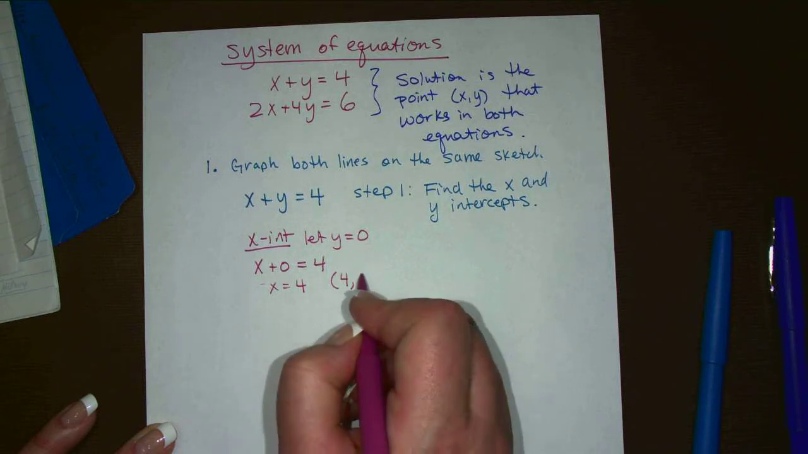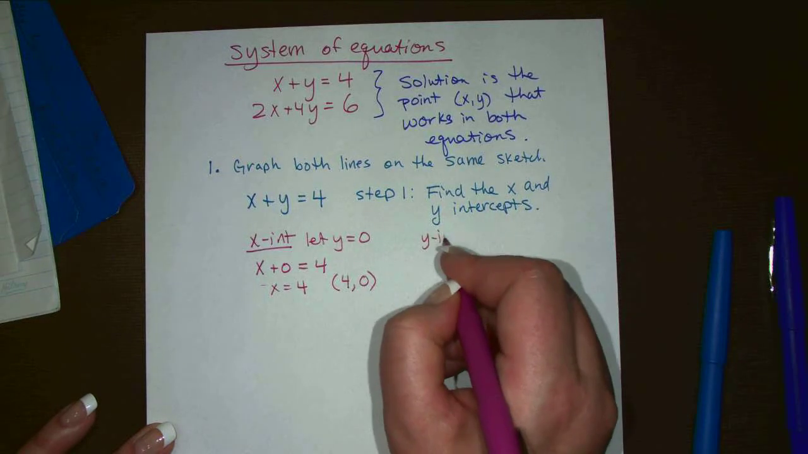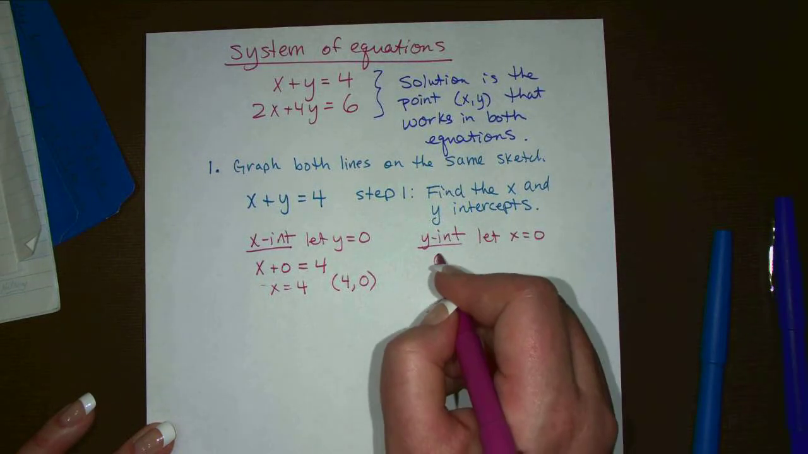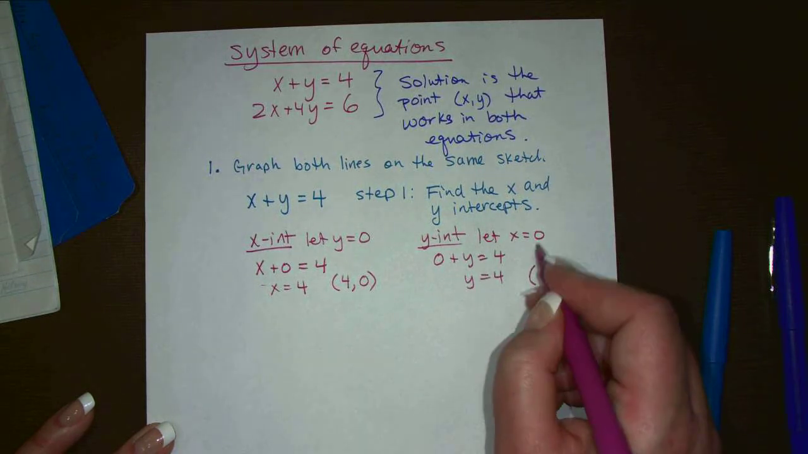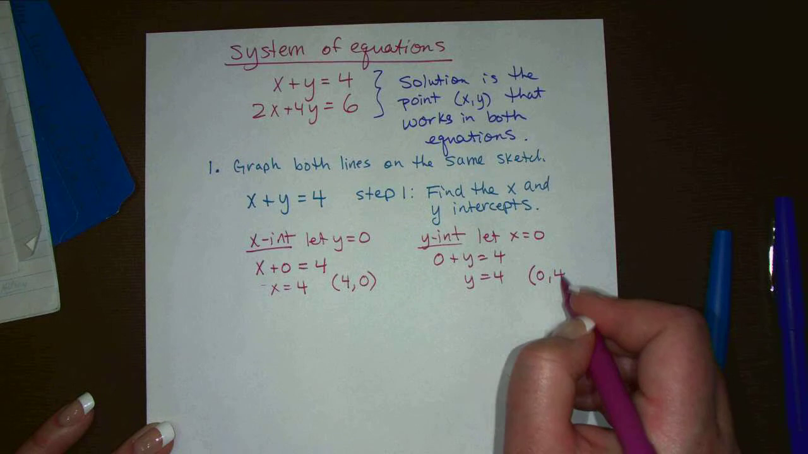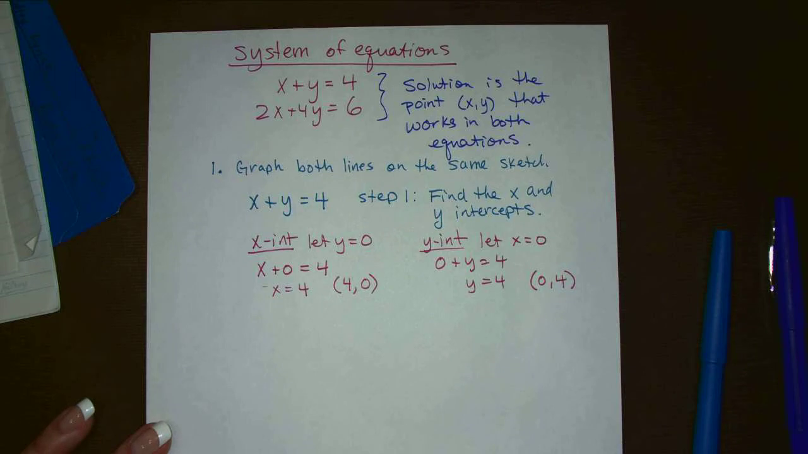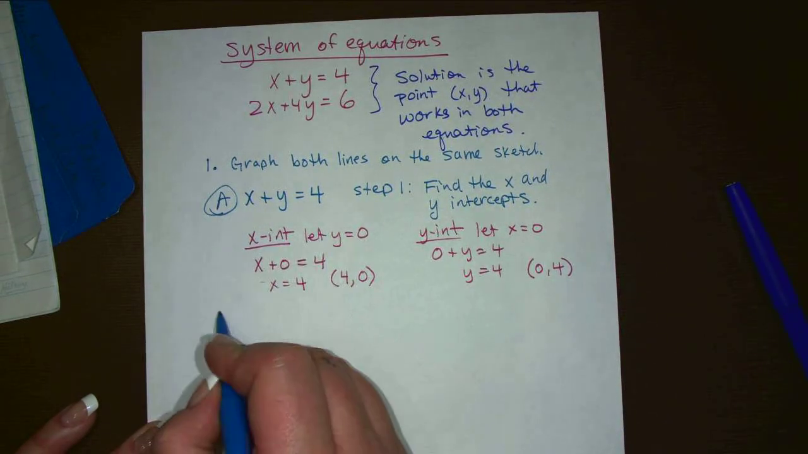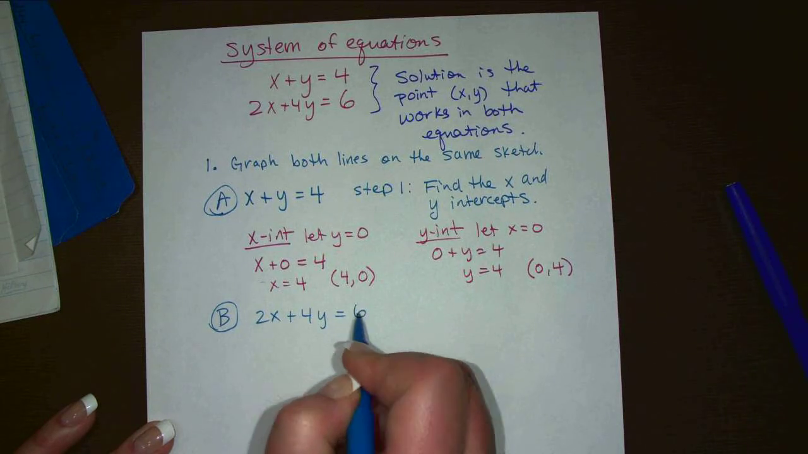Our y-intercept, we're going to let x equal 0. Same equation, 0 plus y equals 4. Gives me y is 4. So that's a point, 0, 4. Okay, so we've got the x and y intercepts for our first line. We want to graph that one and the other one on the same. So here's line A, and B is 2x plus 4y equals 6. So we do the same thing. So we're going to find the x and y intercepts for that.